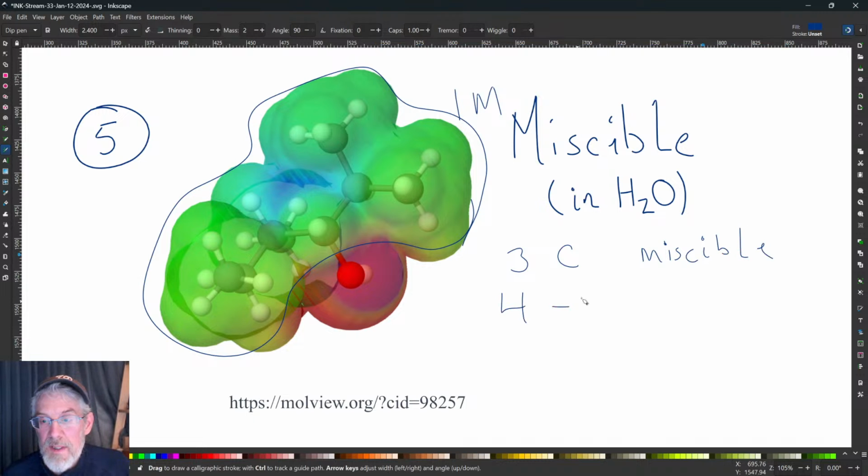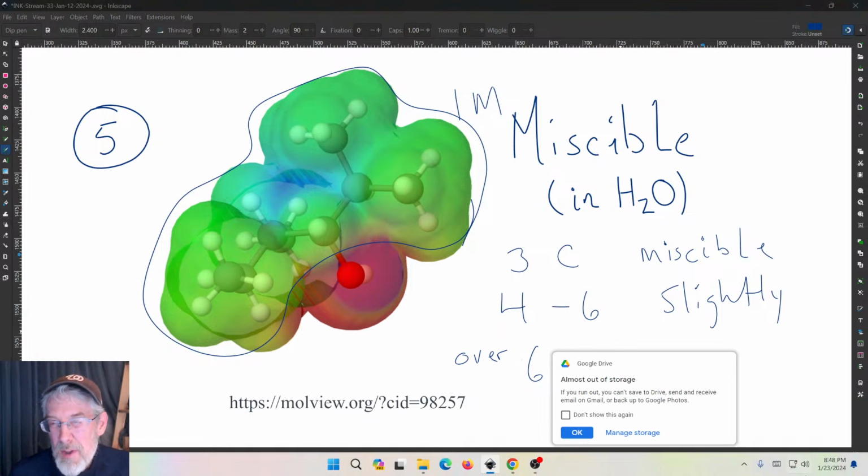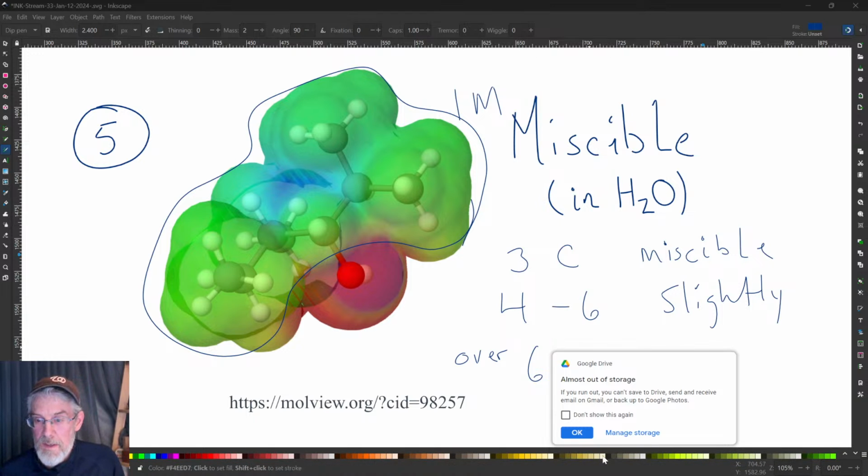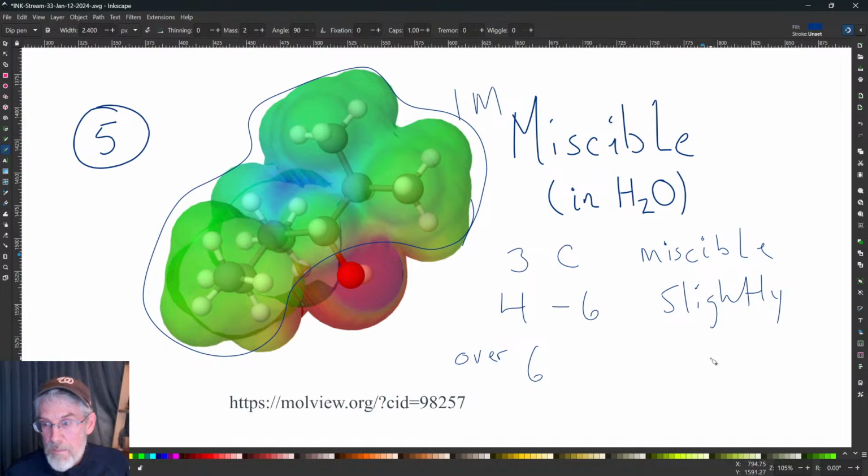Maybe like 4 to 6, slightly. And then over 6, it won't be miscible, so it won't mix with the water. Maybe it'll make the water a little cloudy. There we go. But we say that it's immiscible.